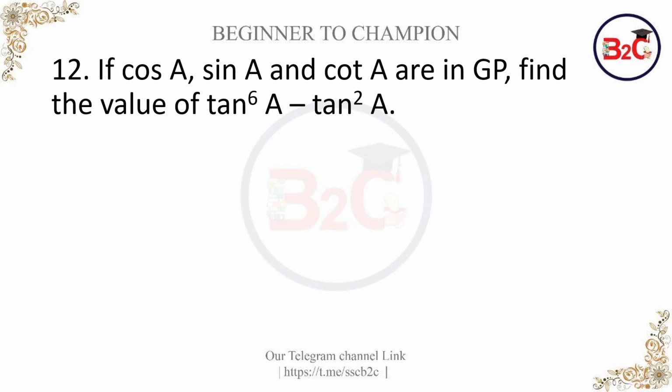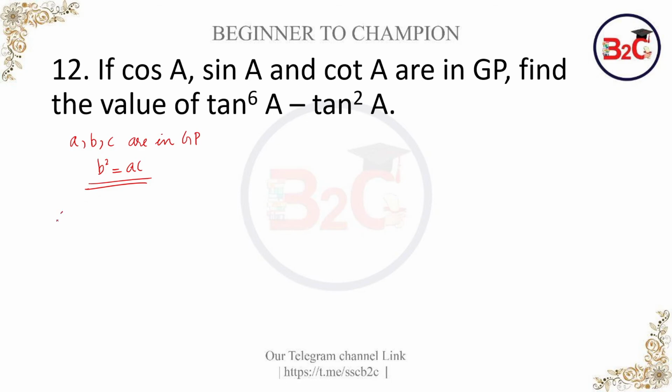If cos A, sin A and cot A are in GP, find the value of tan raised to 6A minus tan square A. Okay, so to solve this question, we have to remember the property of three numbers that are in GP. So if we have three numbers A, B and C which are in GP, then we have the relation B square is equal to A into C. Okay, B square equal to AC.